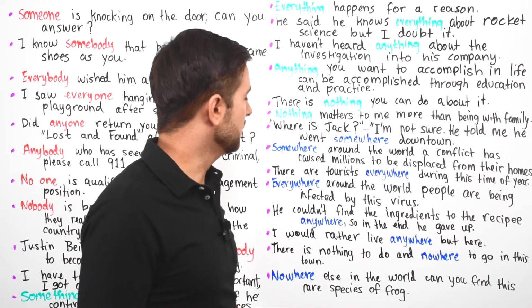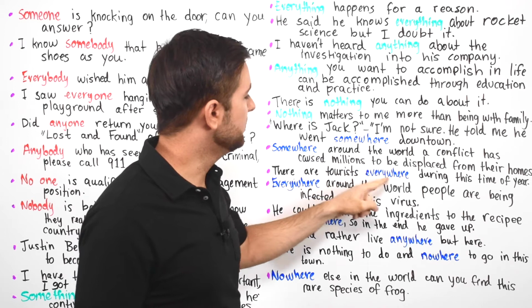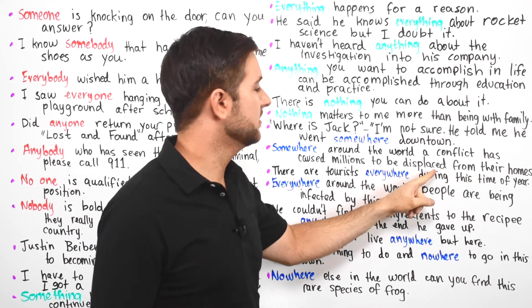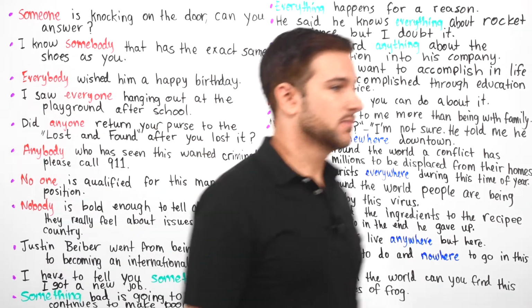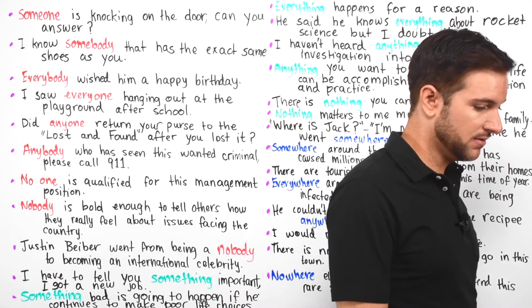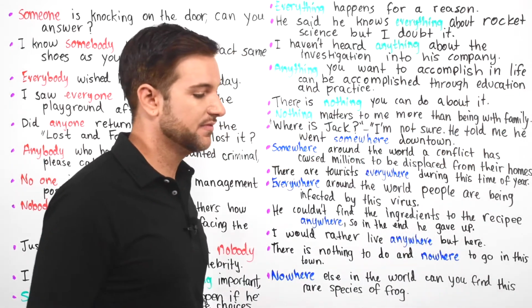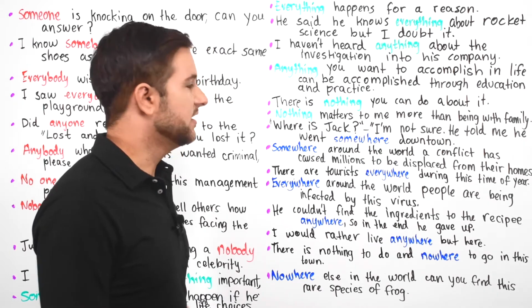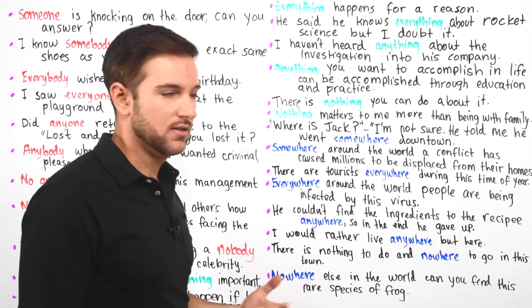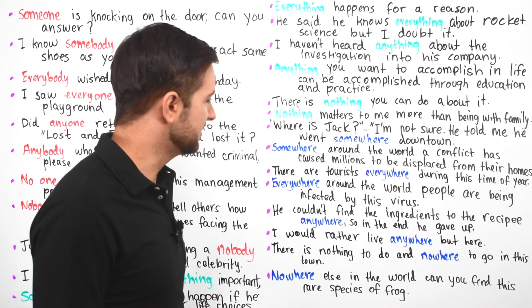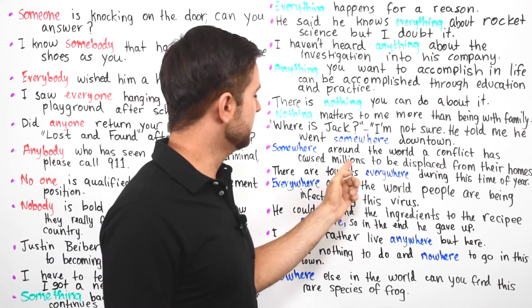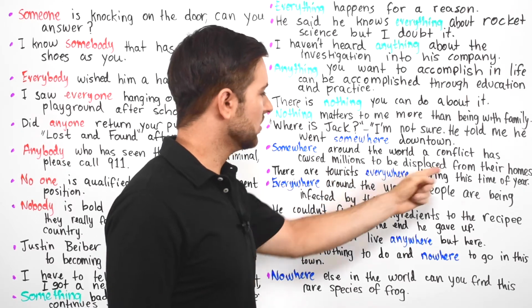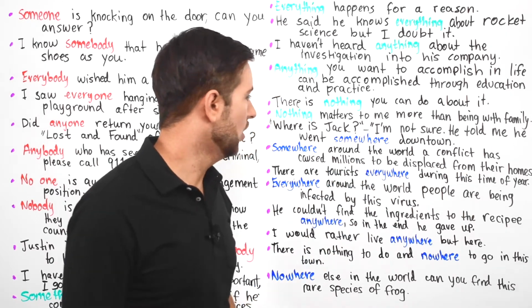Somewhere around the world, a conflict has caused millions to be displaced from their homes. Displaced means you are no longer in this place, you go to another place. So here's my place now. Now I displace myself and I'm here. But we use this to talk about migrants and refugees and stuff. Displaced. Somewhere around the world, a conflict has caused millions of people to be displaced from their homes.